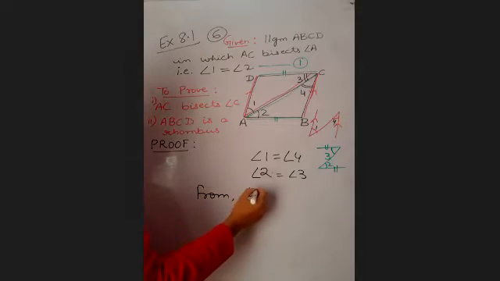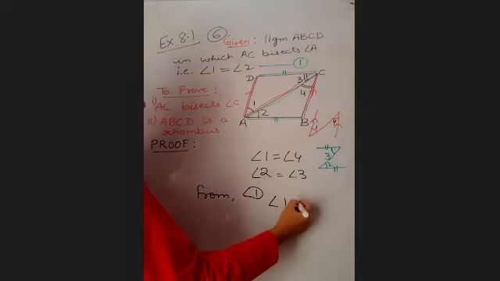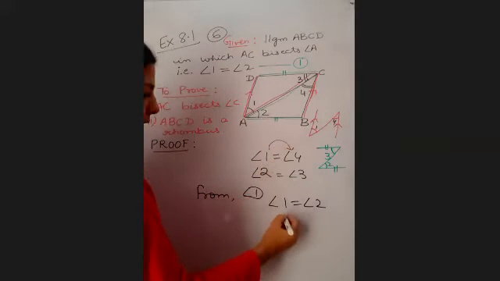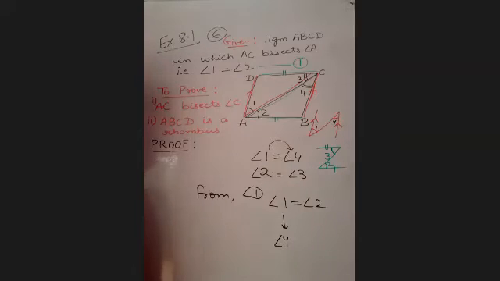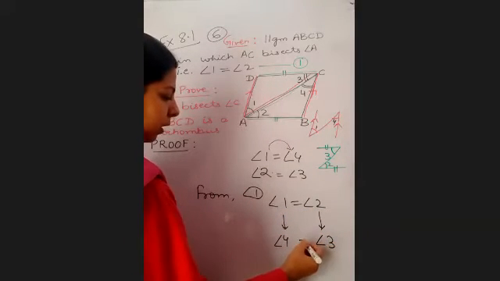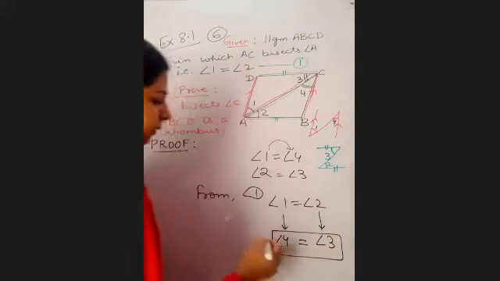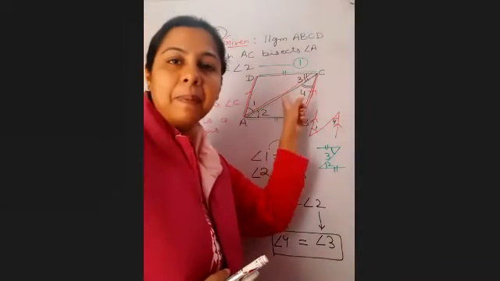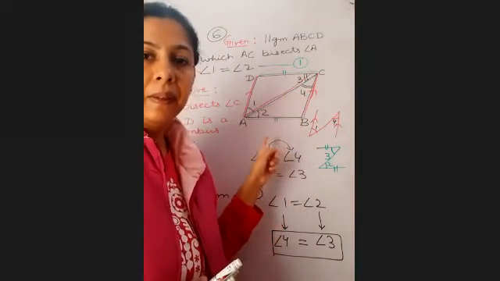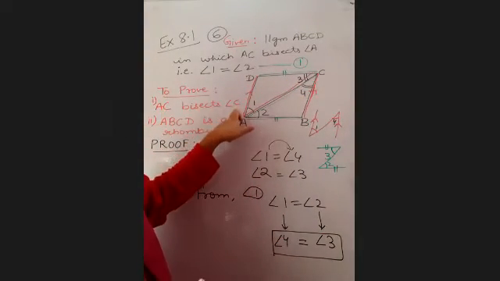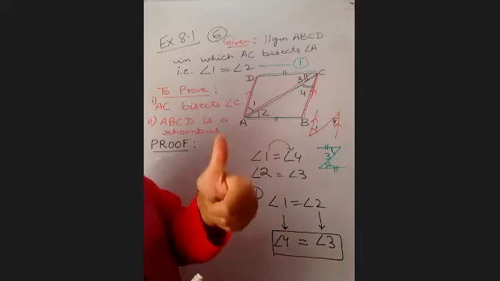from 1, angle 1 is equal to angle 2 because we are given this. And here we are showing that 1 is equal to 4 and 2 is equal to 3. What are we getting ultimately? Ma'am, angle 4 is equal to angle 3. Angle 4 is equal to angle 3. Are you with me, children? And the moment we say that 3 is equal to 4, are we done that AC bisects angle C? Yes, ma'am.